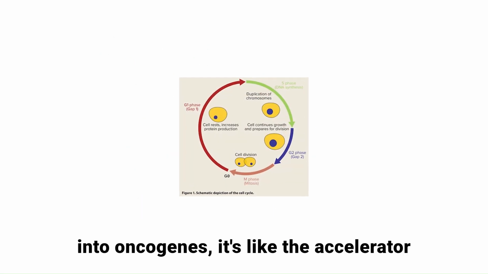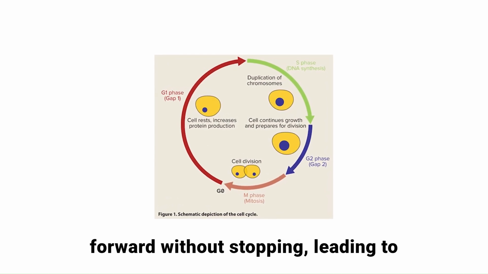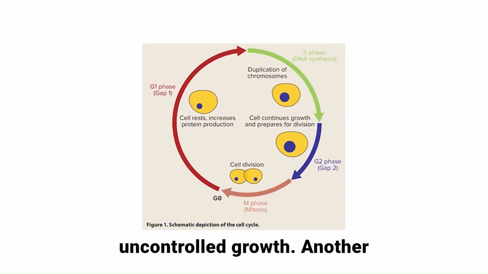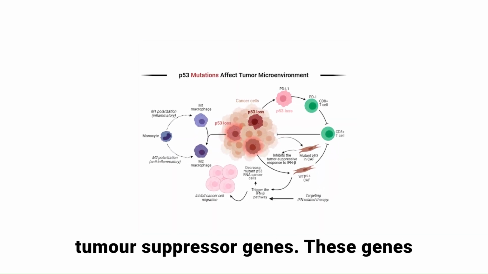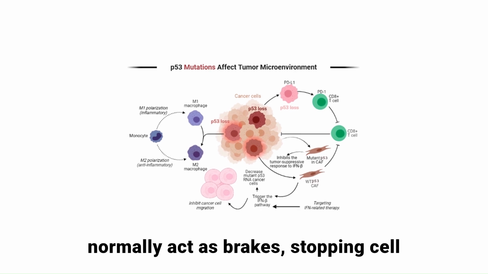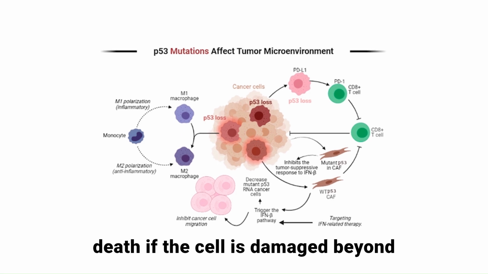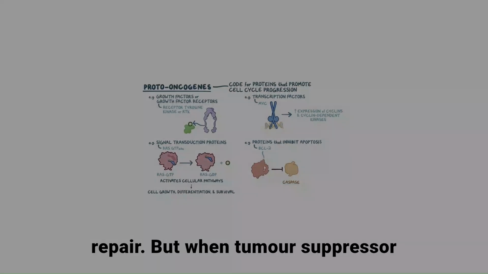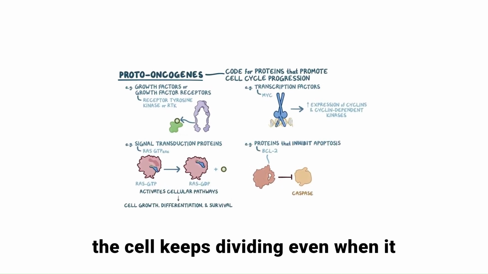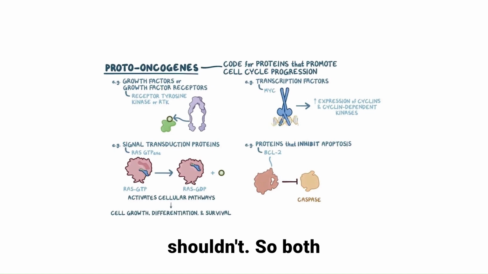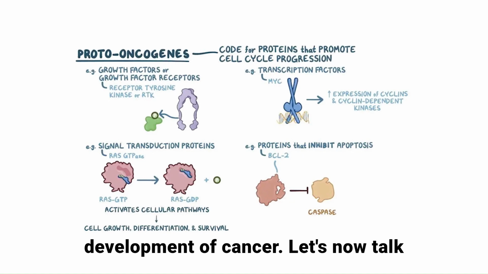Think of proto-oncogenes as the accelerator of a car, helping the cell move forward at the right speed. But when they mutate into oncogenes, it's like the accelerator is stuck, making the cell keep moving forward without stopping, leading to uncontrolled growth. Another important set of genes in this context is tumor suppressor genes. These genes normally act as brakes, stopping cell division when needed or triggering cell death if the cell is damaged beyond repair. But when tumor suppressor genes are mutated, the brakes fail, and the cell keeps dividing even when it shouldn't. So, both oncogenes and the loss of tumor suppressor genes play major roles in the development of cancer.